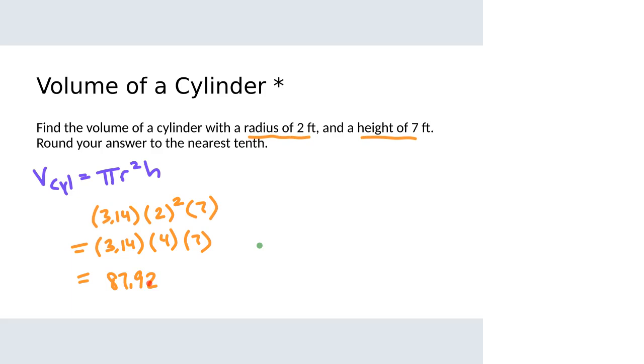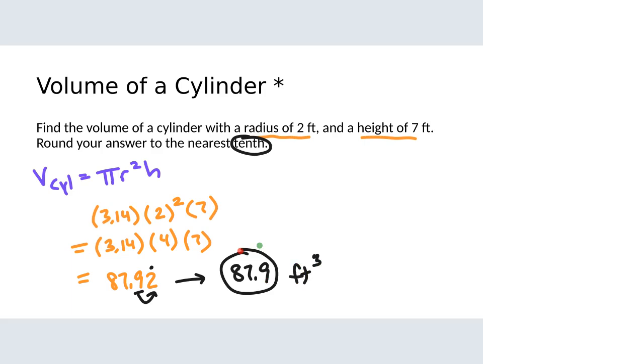We were supposed to round this to the nearest tenth. Make sure you're careful about following those rounding instructions. Round to the nearest tenth, so we'll find the tenths place. Look one space to the right, that's 4, lower. So we'll round this down to 87.9. It's volume and they're feet, so it would be cubic feet, but we just say 87.9.